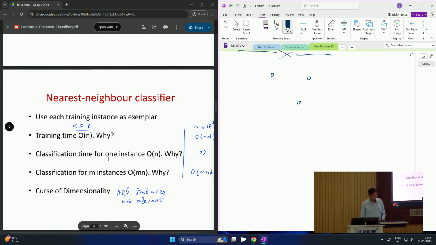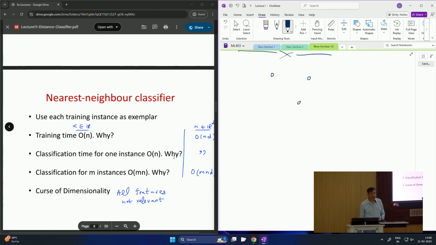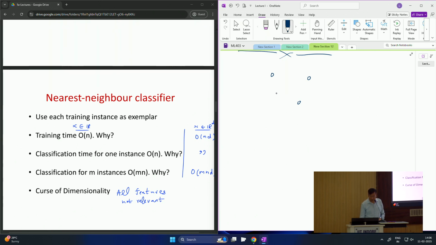Then you're saying classifying time for one instance is order n. What is classification? Let's say a new instance comes. Now I've already set it up. A new data point comes. This is what I have trained. There were 3 training data points, it's done. Now I'm getting a new data point to classify. Now my model is trained. Now a new data point is coming. I have to tell which class. So these are the 3 classes which are already decided.